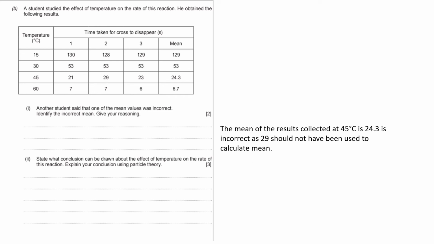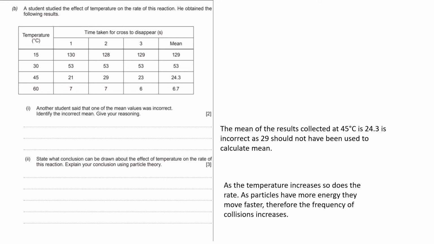The next question. State what conclusion can be drawn about the effect of temperature on the rate. Explain your conclusion using particle theory. As the temperature increases, so does the rate of reaction, as particles have more energy, thus move faster, thus increasing the probability of collisions. Also, you can talk about activation energy. As more particles have the required activation energy, the rate will increase.